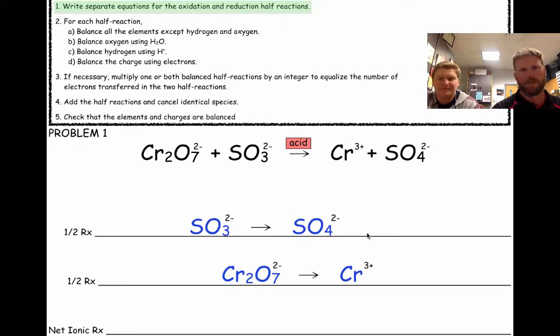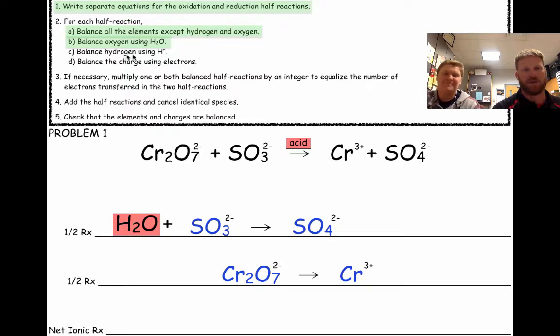Make sense? Yep. All right, so then I'm going to look at each half reaction, and we're going to follow these steps right here. The first thing we're going to do is make sure all the elements are balanced except for hydrogen and oxygen. So I'm going to start with this first one here, and the only other element is sulfur, and right now it's balanced. All right, then I'm going to balance oxygen with H2O. So I have 3 oxygens on this side, 4 on this side, so I'm going to add 1 H2O to the side that needs an oxygen. So I'm going to add water to the reactant side. So far so good? Yep.